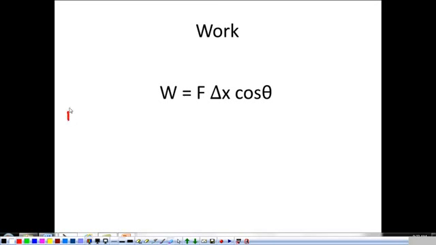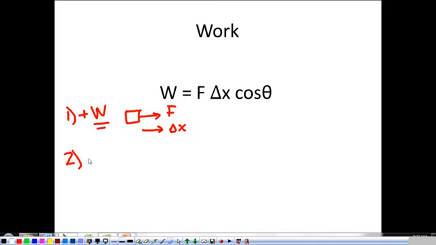The first one is positive work. With positive work, and we already kind of said this, the force and the displacement are in the same direction. The angle between them is 0. Cosine of 0 is 1. That's where we get positive work from.